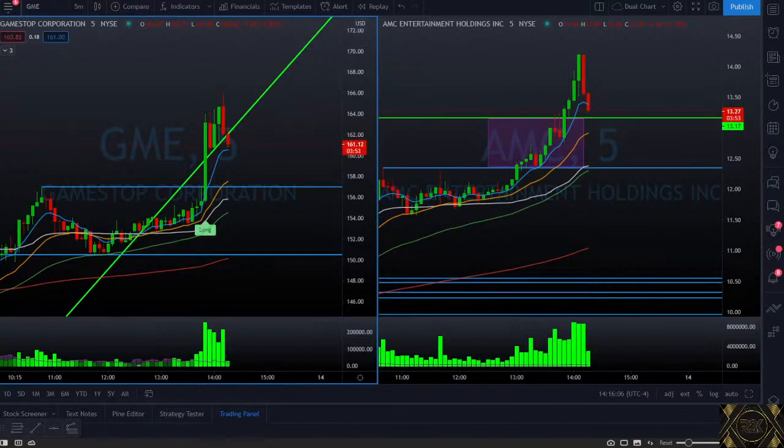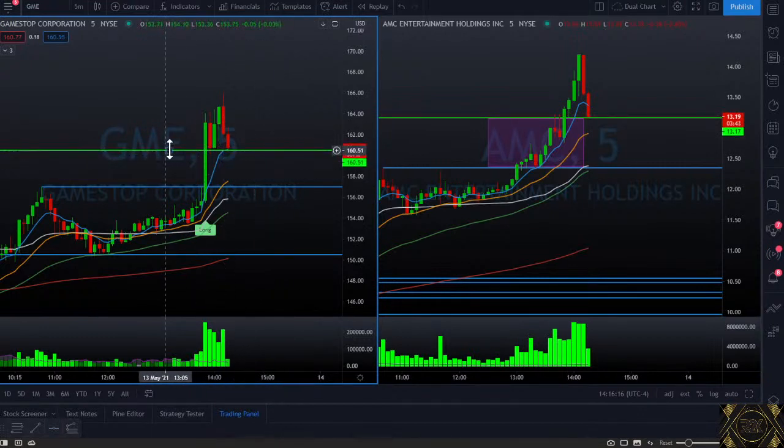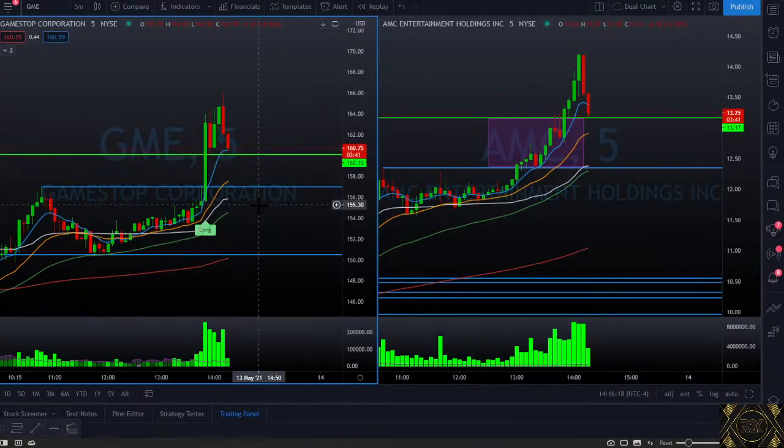Should I average down? I'd wait a minute. Let's see if we can get a bounce from here. Puts on GME? No, I would definitely not put GME. We can see we're bouncing from that moving average right there. If I draw a line down, yeah, I just drew that green line. If you wanted to, you could average down right there.